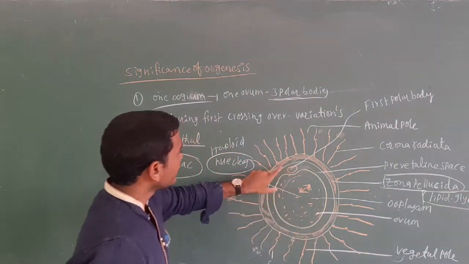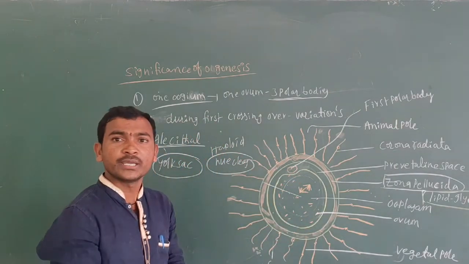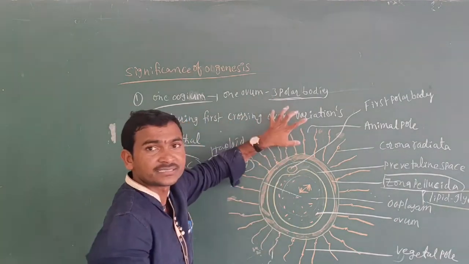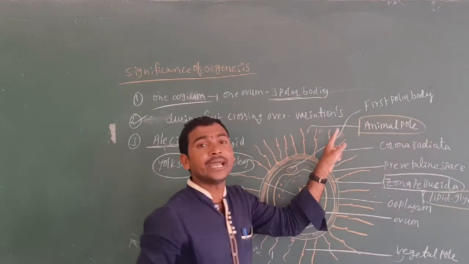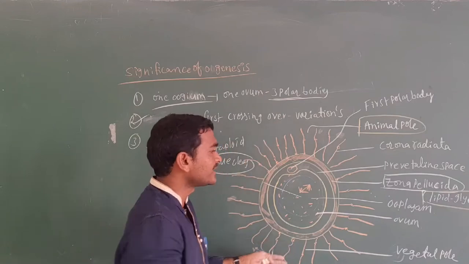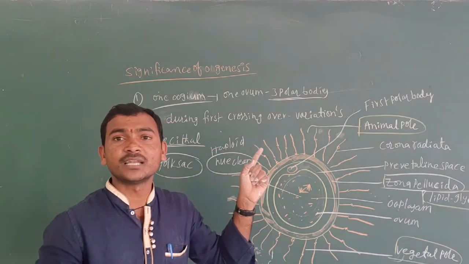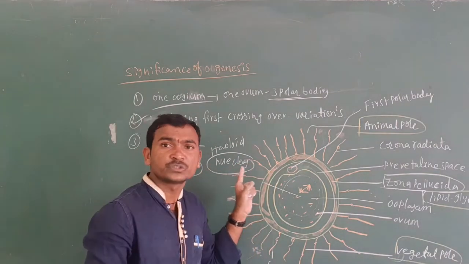See here, the first polar body is there. This polar body protrudes on the anterior side to form the animal pole. Opposite to the animal pole is called the vegetal pole. This is the total information on the secondary oocyte.